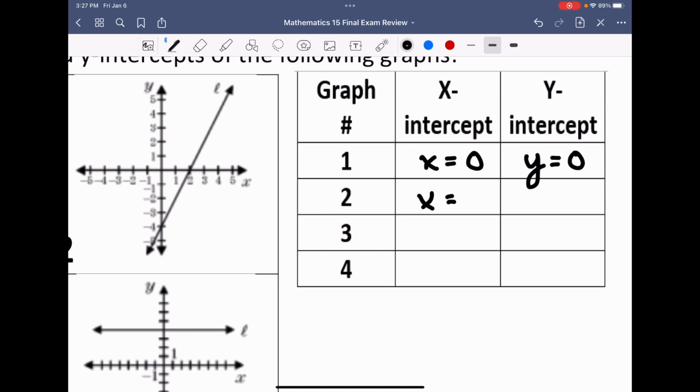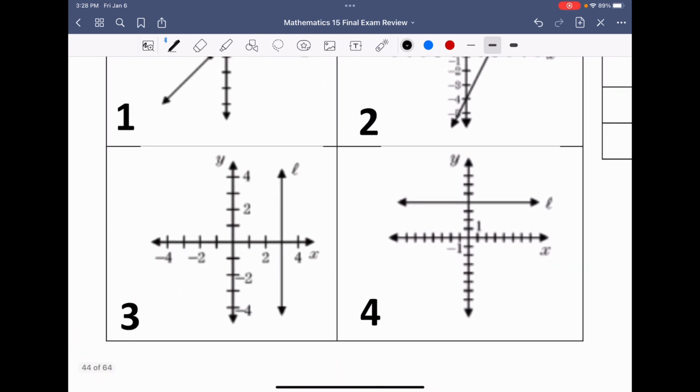So x equals +2. We then go to our y-intercept where it crosses the y-axis, and that is specifically right here. What value is that? It is -4. So y is equal to -4. All right, now we have a vertical line.